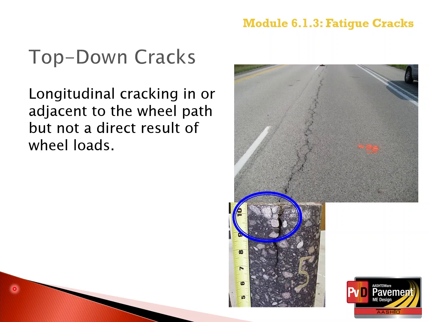So the user should not confuse the different types of longitudinal cracking in or adjacent to the wheel path, and should try to segment or separate out longitudinal cracks caused by construction deficiencies rather than truck applications or wheel load applications. Remember, Pavement ME only predicts the top-down cracking and longitudinal cracking that are a result of wheel loads.